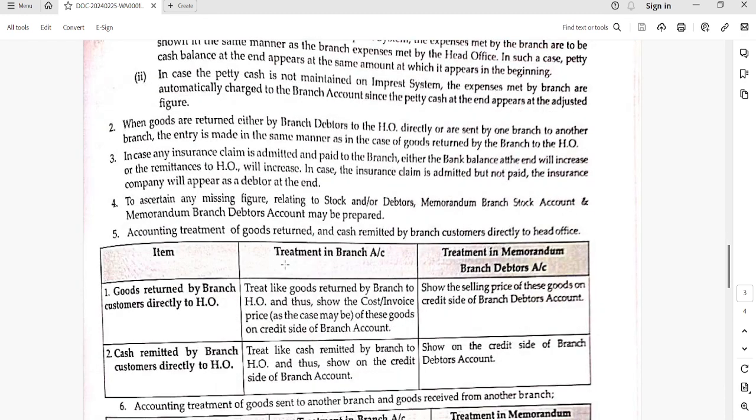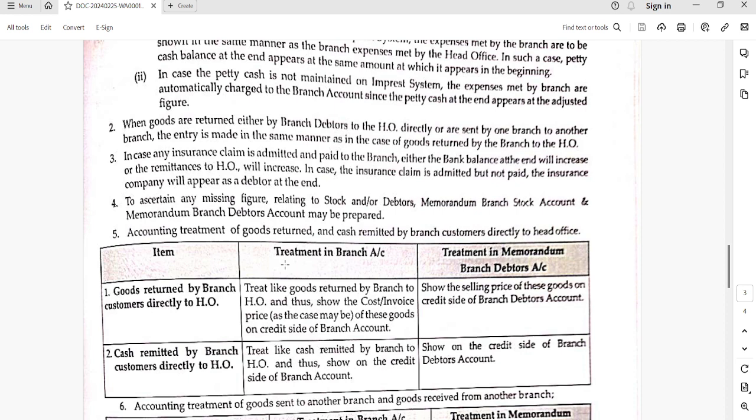Now, accounting treatment of goods returned and cash remitted by the branch customer directly to the head office. It is very easy when goods have been returned or cash has been remitted by the branch customer directly to the head office. Remember, branch customer. So any goods returned or any cash remitted by the branch customer directly to the head office, then what will the journal entry be? If any goods are returned by the branch customer directly to HO, treat it like goods returned by the branch to HO.